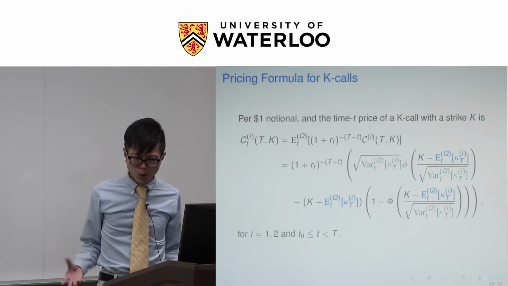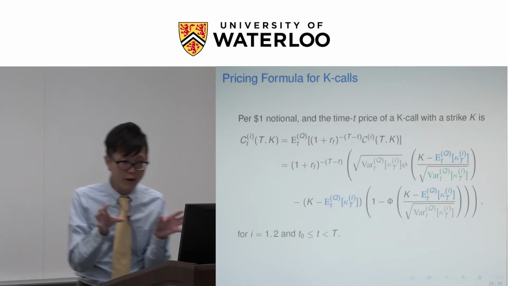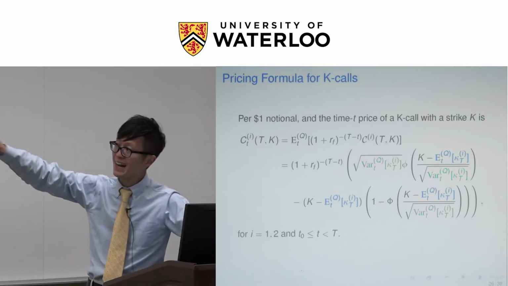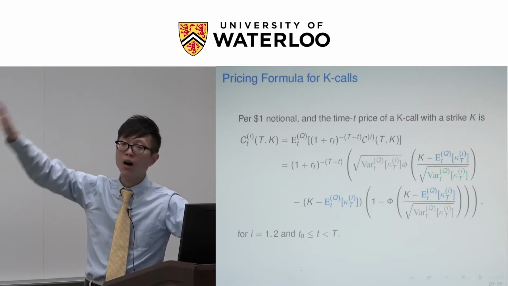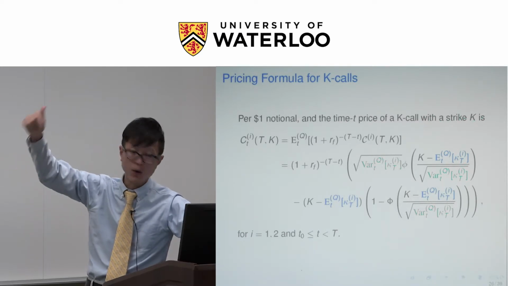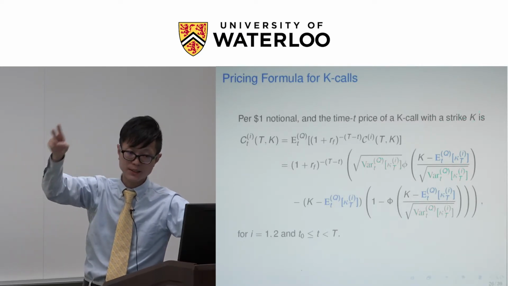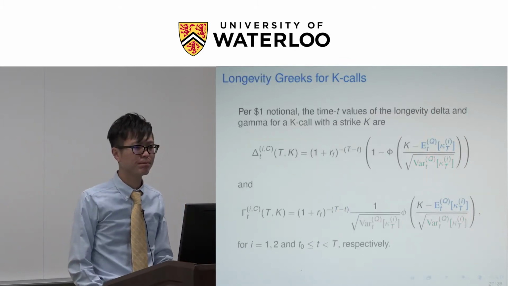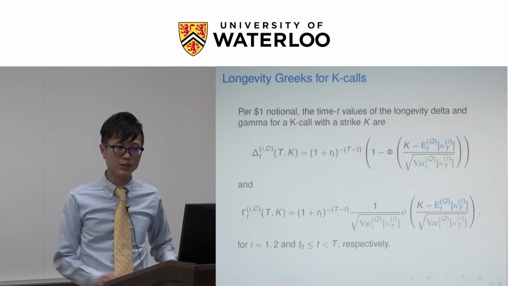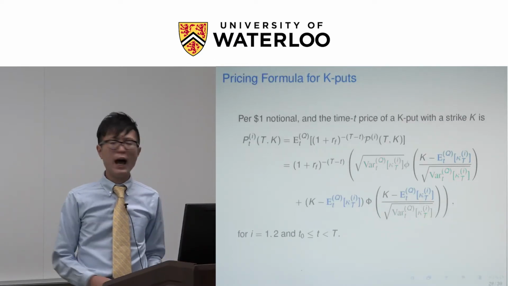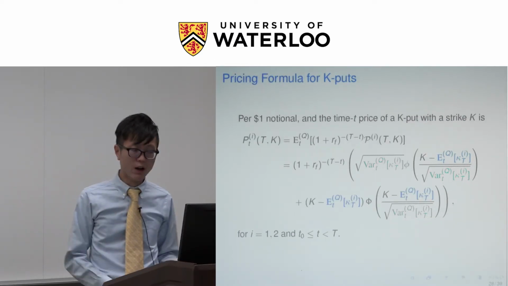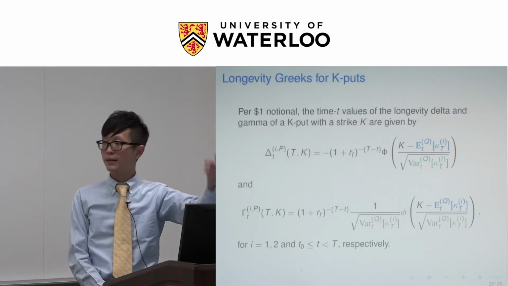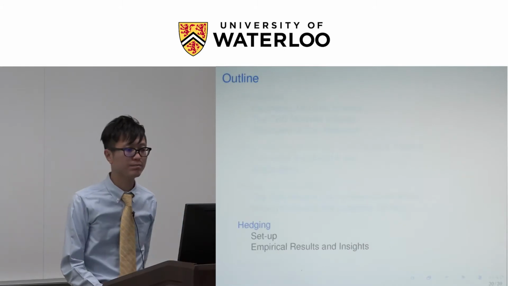Okay, K calls, the formula is a little bit more involved, but we can see that it depends entirely and only on the risk-neutral expected value and variance of the associated CBD mortality index at maturity only. I can derive deltas and gammas for K calls, and then I can do something very similar for K puts. So I have the pricing formula, delta, and gamma.